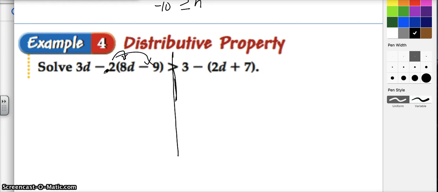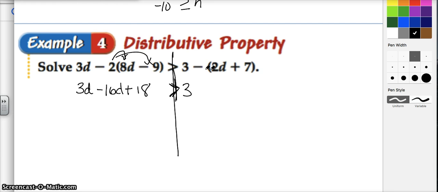I'm going to distribute this -2. So on the left side here, I have 3D minus -2 times 8, which is going to be a -16D. -2 times a -9 is going to be a positive 18. Make sure that makes sense. On this side of the inequality, 3 is going to stand.